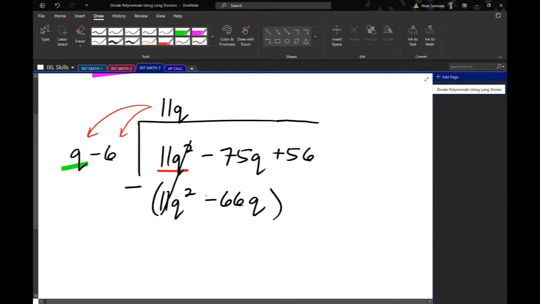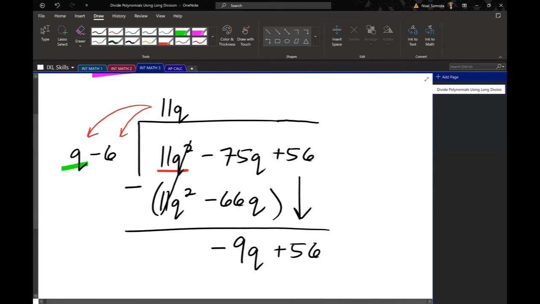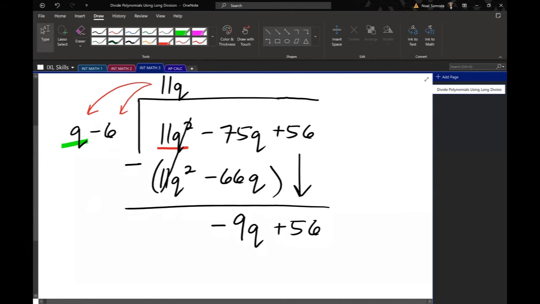Minus a negative is essentially addition, right? So negative 75q plus 66q gives us negative 9q, actually. And then I'm going to bring down this 56, so we drop this down, plus 56. Now I'm left with negative 9q plus 56.